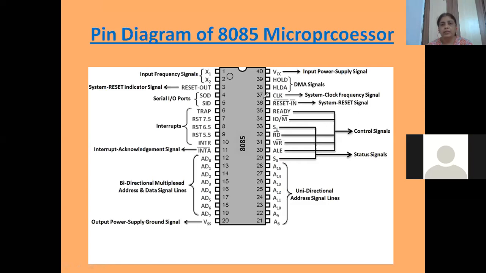This pin number 37 is the clock out signal that provides clock signals to all the peripherals connected with the microprocessor, so that they can work at the same speed as the 8085 microprocessor.